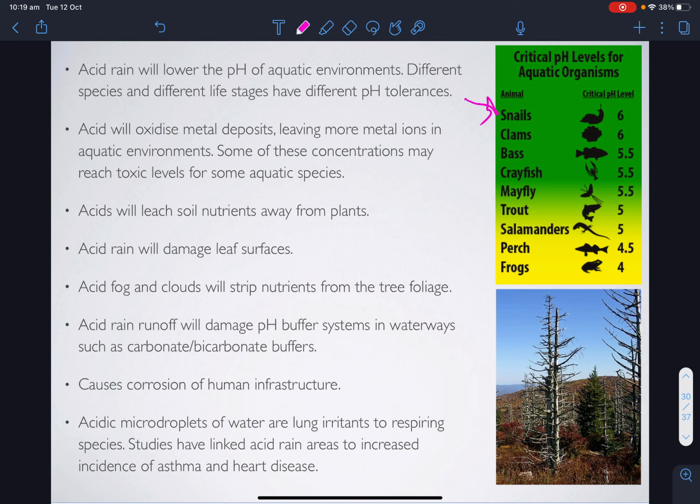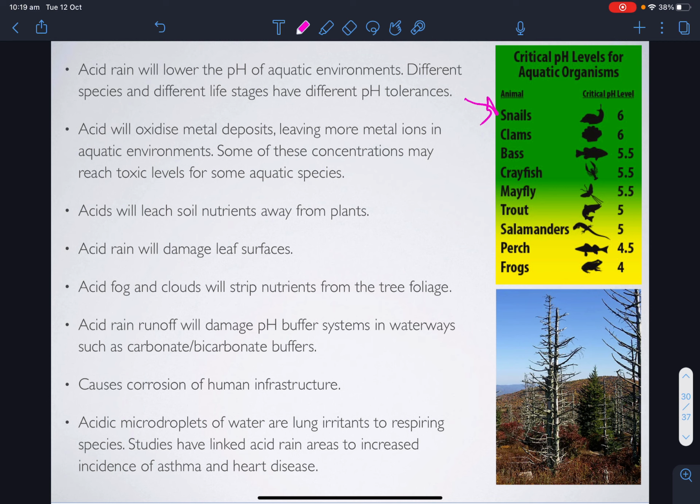Acid will oxidize metal deposits in the ground, leaving more metal ions in aquatic environments. So it's going to dissolve those metals more, and so they're getting into aquatic environments, and some of the concentrations of these ions will reach toxic levels for some of these aquatic species. So you're increasing the amount of dissolved metals in your aquatic environments.